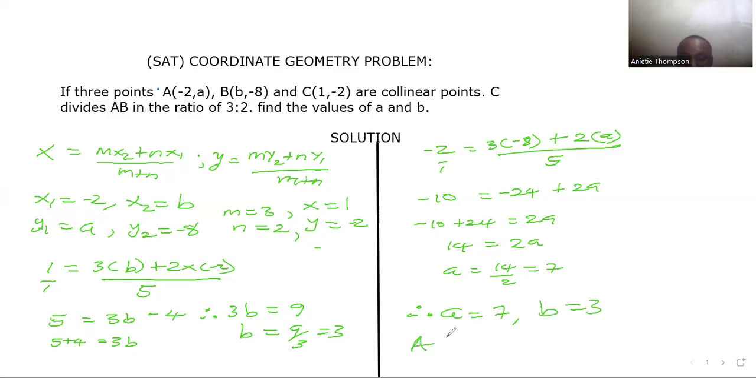So the coordinate of A is going to be -2 and 7. And then the coordinate of B is 3 and -8. So I believe the solution was short and simple, and I want to believe that you understood everything that happened in the solution procedure.